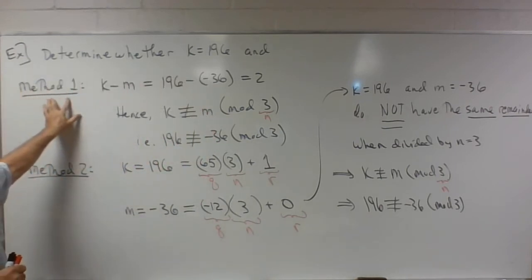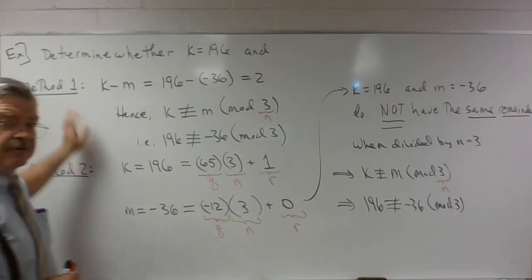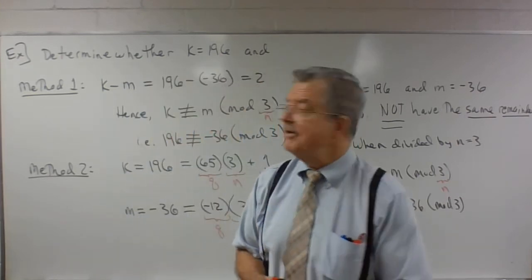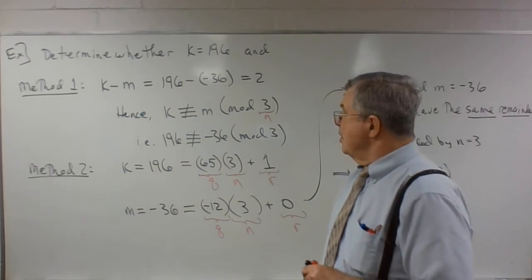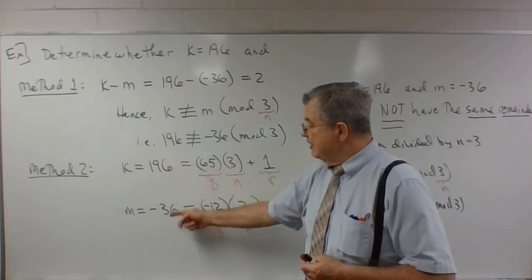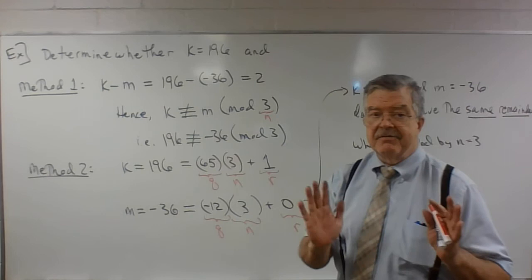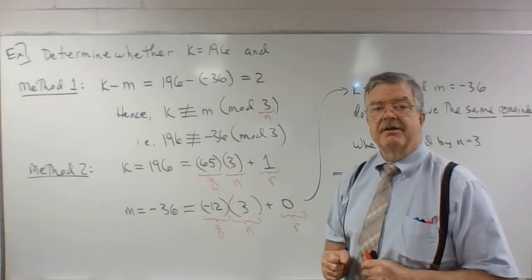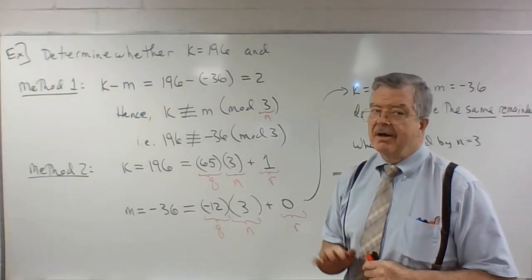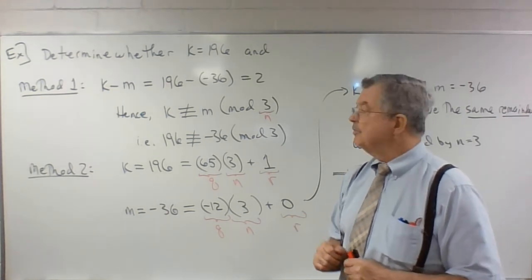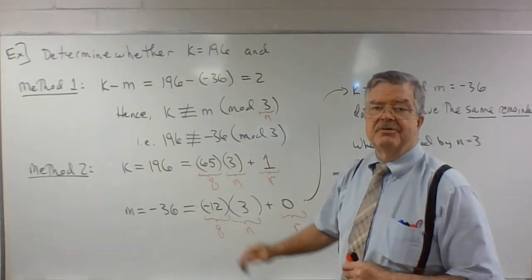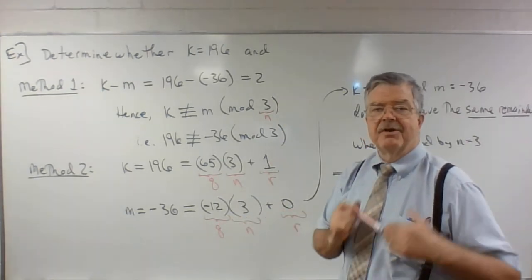Method 1, we can see if the difference of two numbers is a whole number multiple of n. If their difference is a whole number multiple of n, then they're congruent modulo n, otherwise they're not. Or we can divide each number by n, and if they have the same remainder, they're congruent modulo n, otherwise they're not. And sometimes one criterion may be preferable to another, so it's good for us to know both.